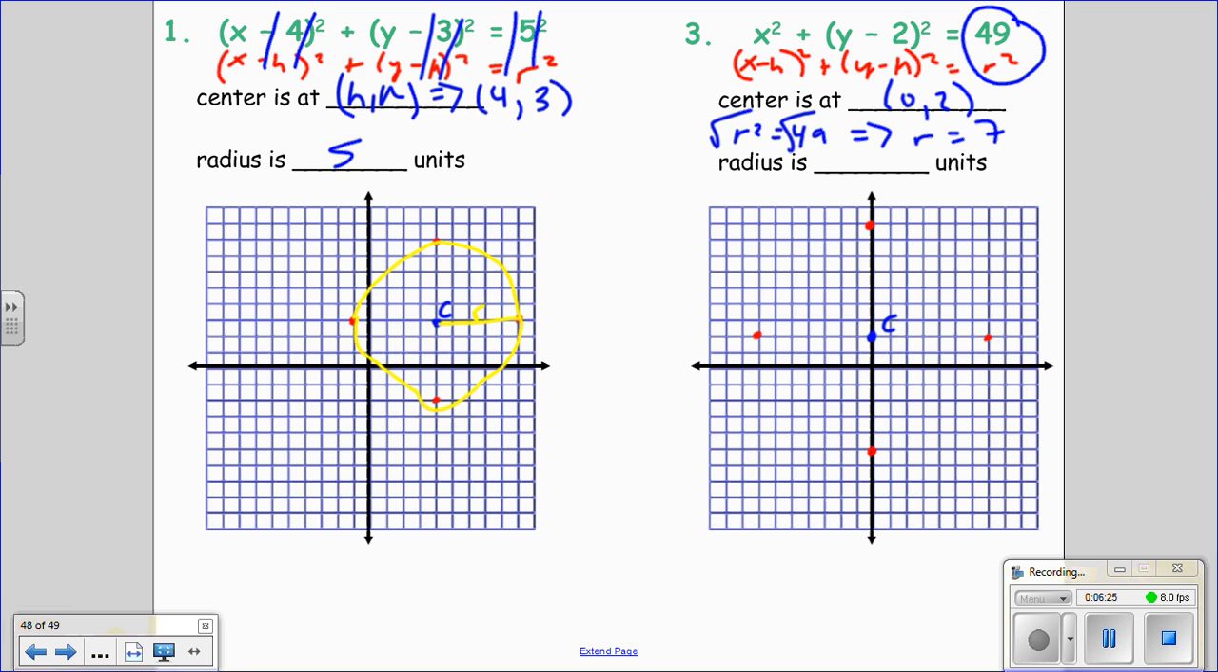And again, connect it as curved as you possibly can. It doesn't have to be perfect. Mine aren't perfect. Mine tend to look more like diamonds. And that's how you graph a circle. This concludes your notes for today.